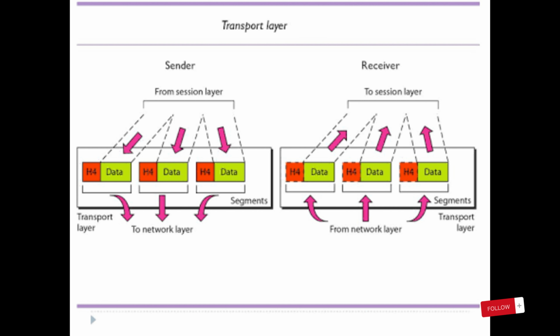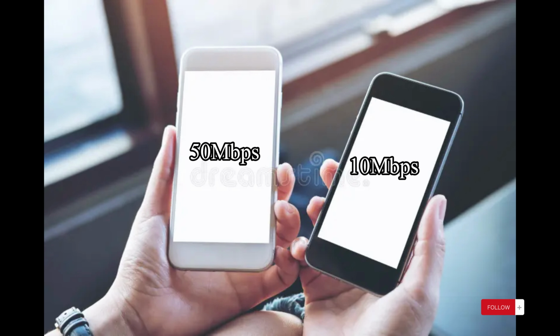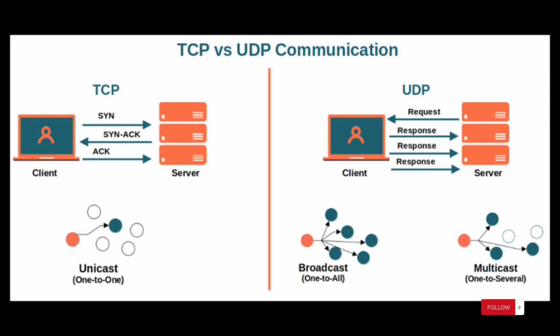Let me take an example. Let me consider 2 devices. One device is transferring the file at the speed of 50 Mbps and the other is receiving at 10 Mbps. So the flow control will reduce the 50 Mbps to 10 Mbps, and the reverse is done by the flow control. Next one is error control.